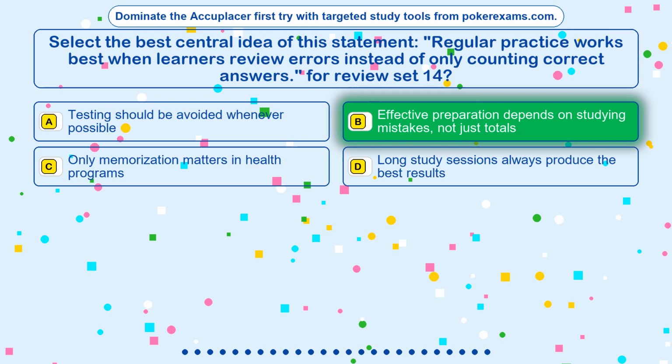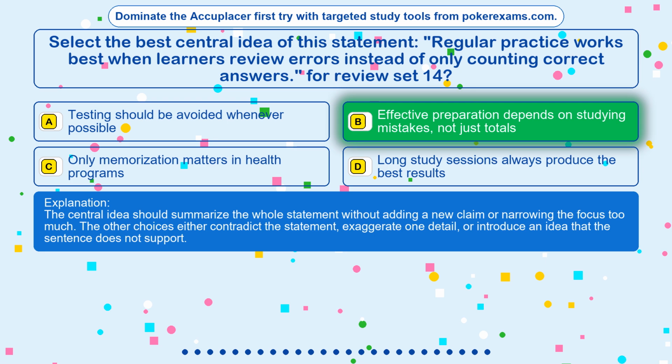The correct answer is option B. Effective preparation depends on studying mistakes, not just totals. The central idea should summarize the whole statement without adding a new claim or narrowing the focus too much. The other choices either contradict the statement, exaggerate one detail, or introduce an idea that the sentence does not support.